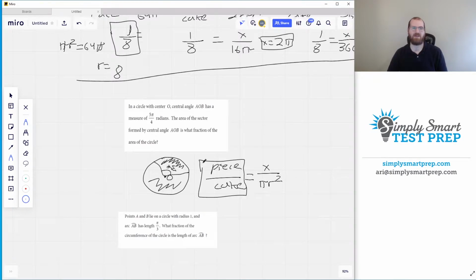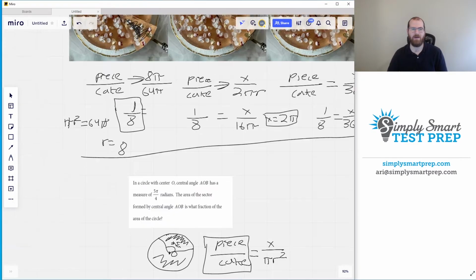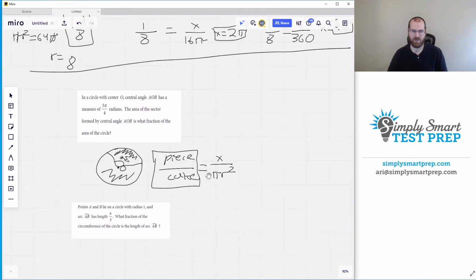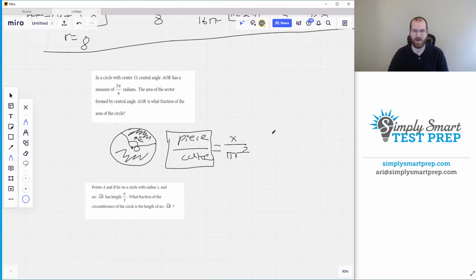Well, that's my magic proportion, and you could figure that out in one of 3 ways: either by figuring out the relationship between the area of the wedge to the area of the circle, the arc compared to the circumference, or the central angle. Well, in this case, I'm actually given the central angle. So let's try again and do a piece of cake equals, well, I'm given piece, that is 5 pi over 4.